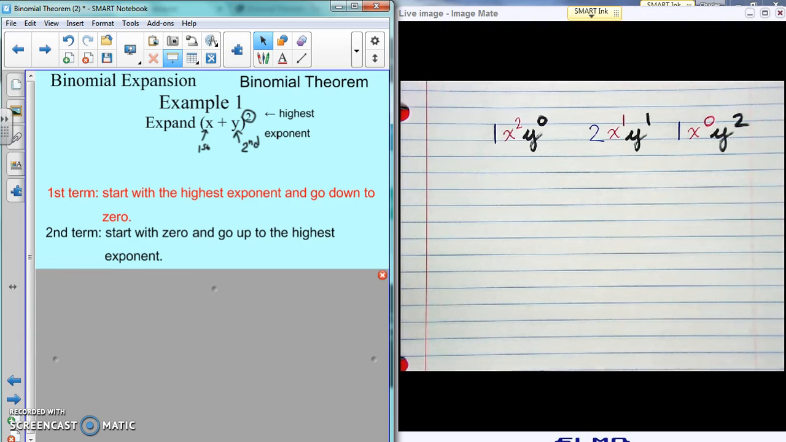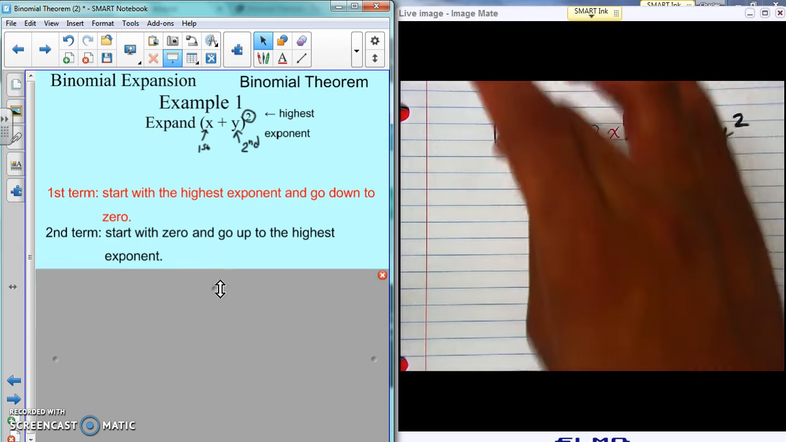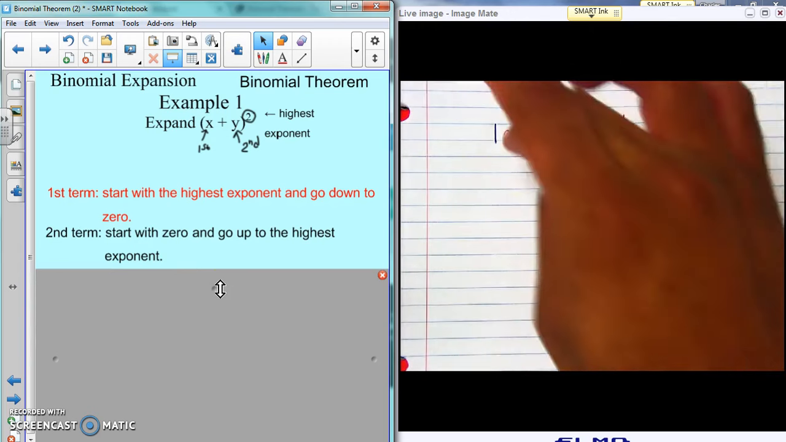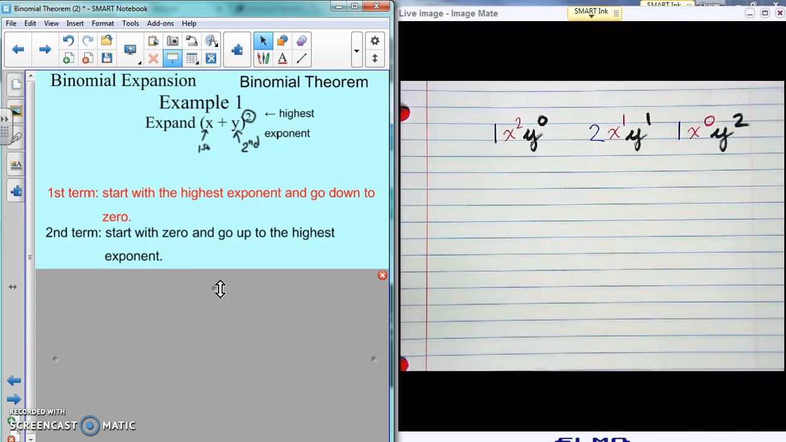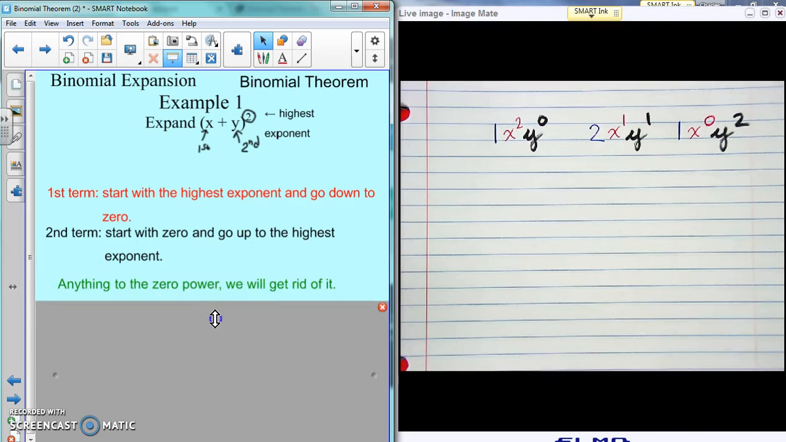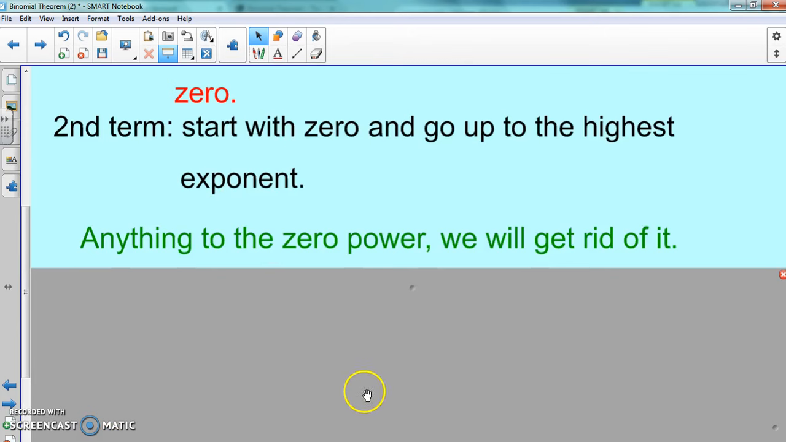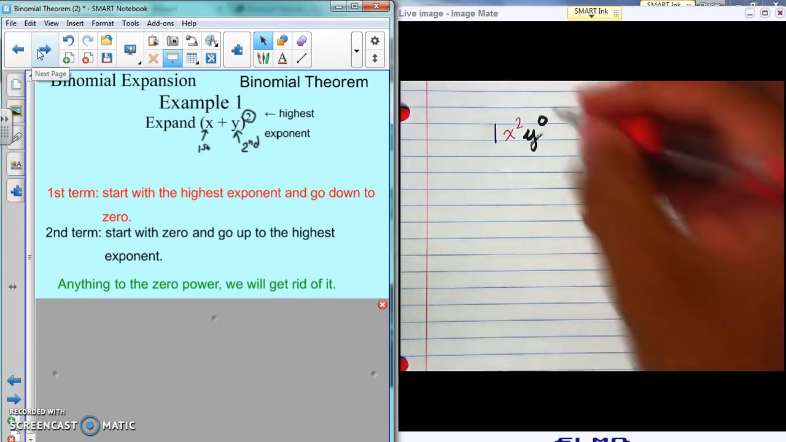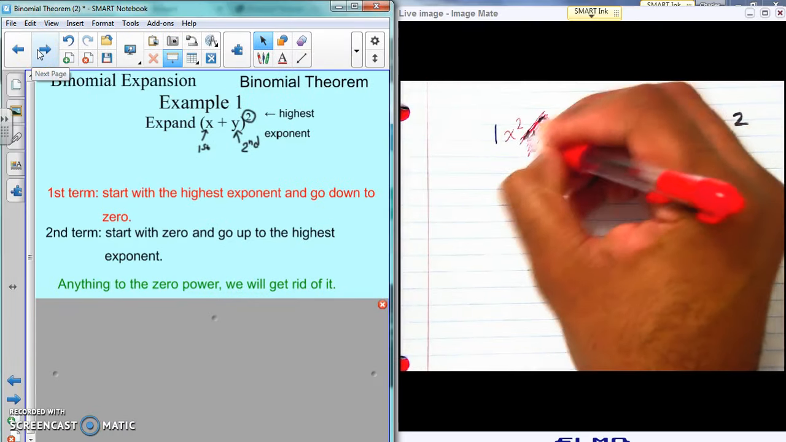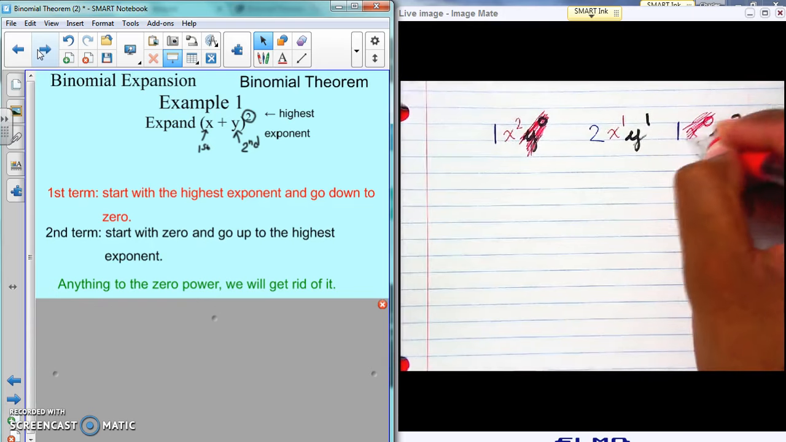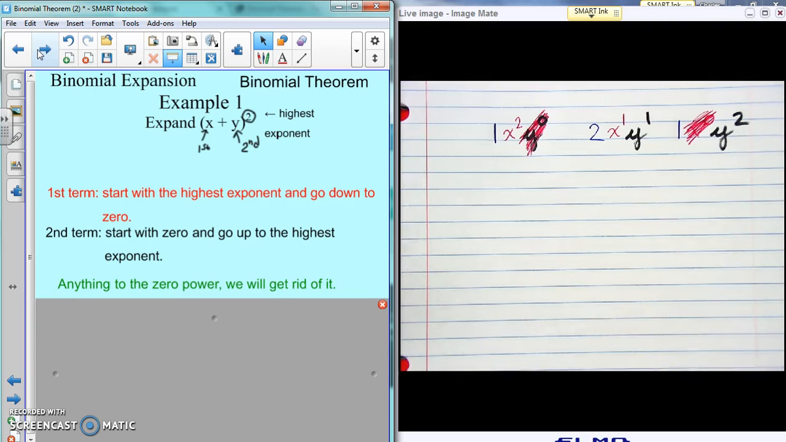Okay, so not bad so far. We got this. We can do this. So again, we went from the highest exponent for the first term and went down to 0. For the second term, we went from 0 and went up to the highest exponent. This part I like. Anything to the 0 power, we just get rid of. We mark it out. We say, we don't need you. So again, so everybody can see it, anything to the 0 power, we get rid of it. So that means we can get rid of the y here. That's to the 0 power. We don't need you. And the x to the 0 power, we don't need you either. We don't need that anymore in our answer.